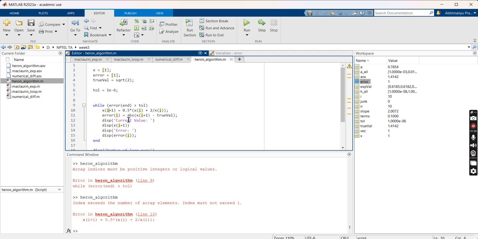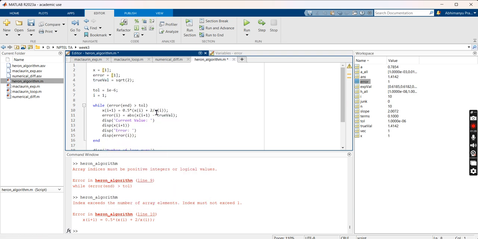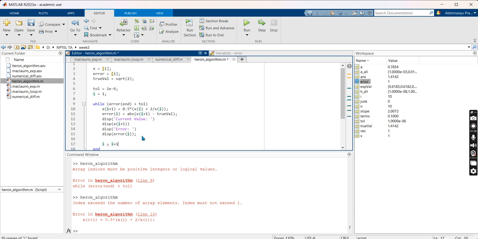Okay, so i is not defined. I need to initialize i equal to 1. Since i is not defined anywhere, that is why I'm getting this error. So I am initializing i to 1, and then after every calculation I will increment i. For the next loop, i will become 2, and so this will be stored in the next element.